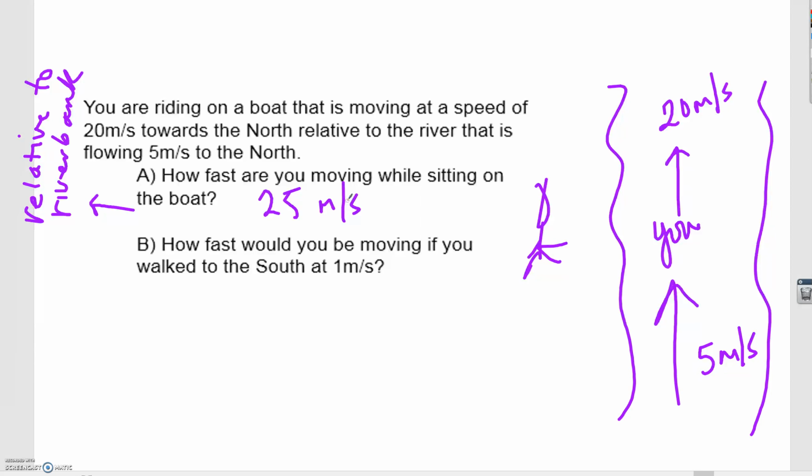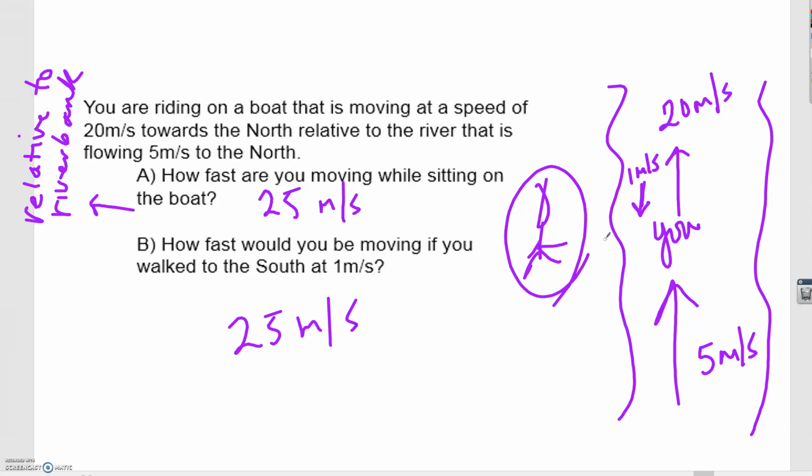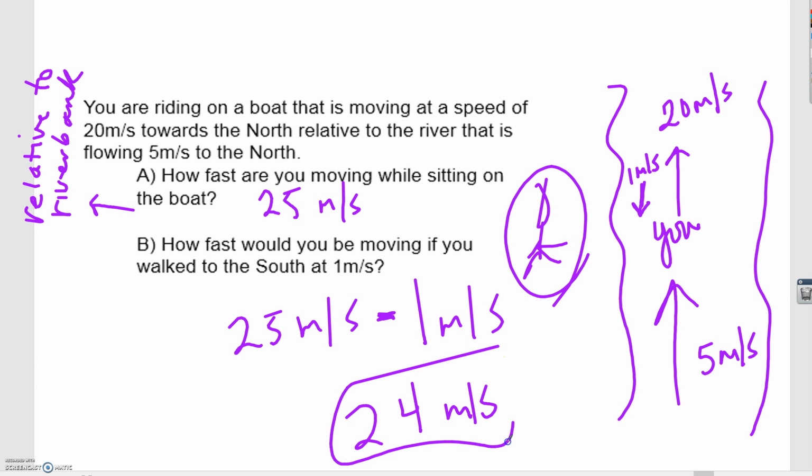Now B, how fast would you be moving if you walk to the south at 1 meters per second? Okay, so we imagine you're moving back at 1 meters per second. Well, you're originally going 25 meters per second, and then you decided to walk south, opposite, right? Because this person's still watching you. So you're going opposite, so I'm going to subtract 1 meter per second. So you're left with 24 meters per second.